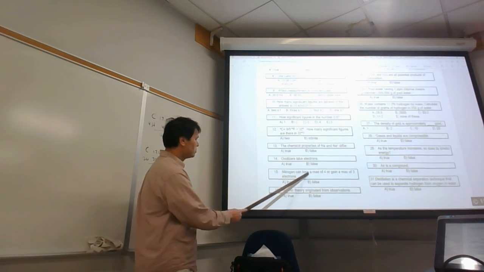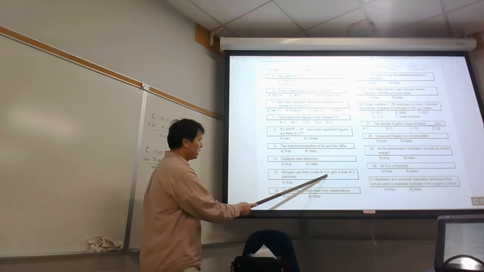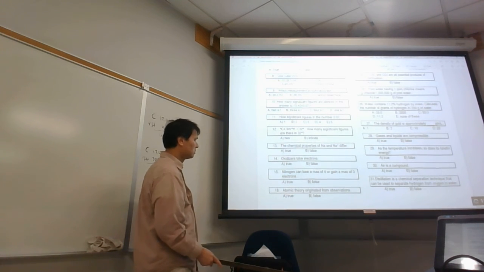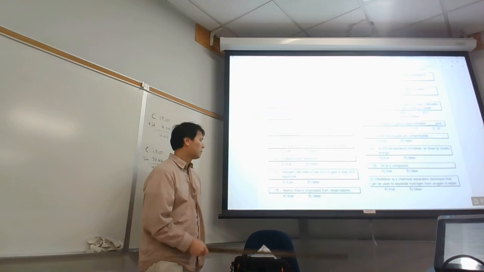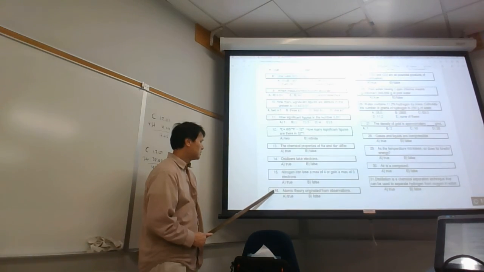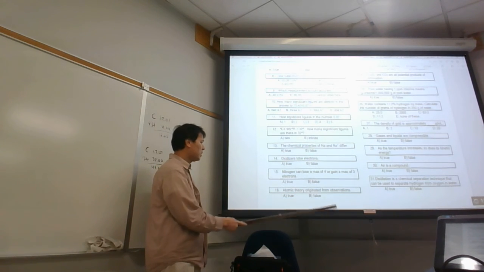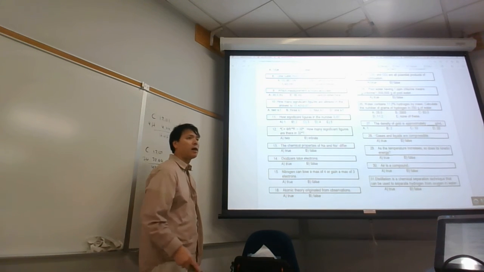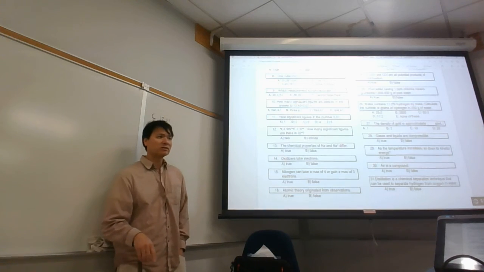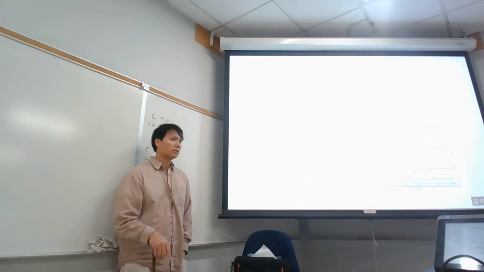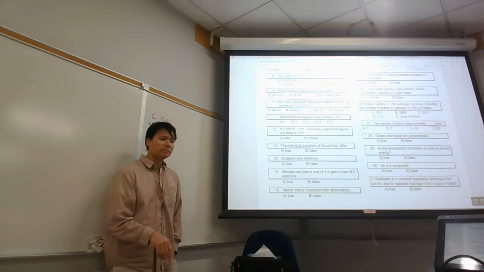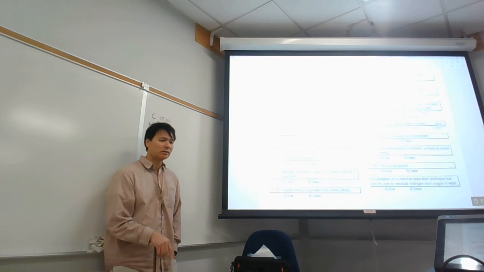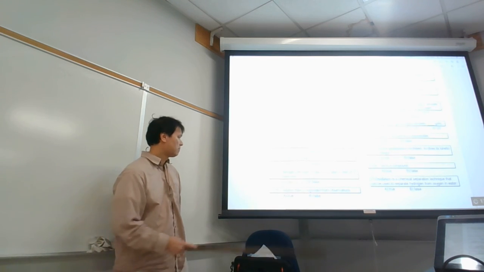15, nitrogen can lose a max of 4 or gain a max of 3 electrons. True. That's true, based on the position in the periodic table. 16, atomic theory originated from observations. Atomic theory, that matter consists of atoms. Yes, it's true. Did that come from observations or from some hypothesis or theory? No, it came from observation.